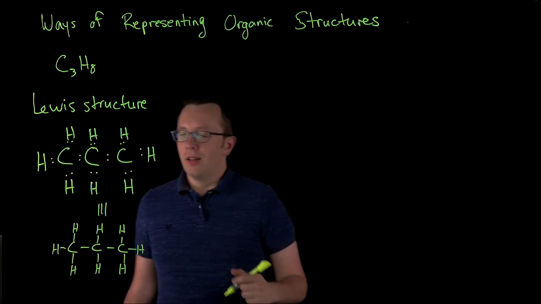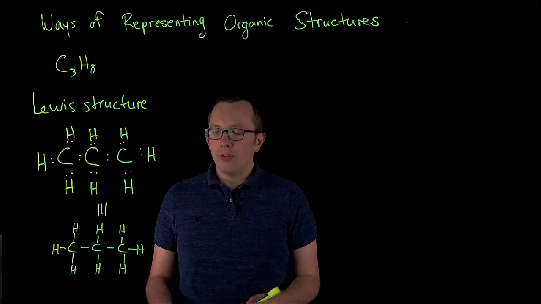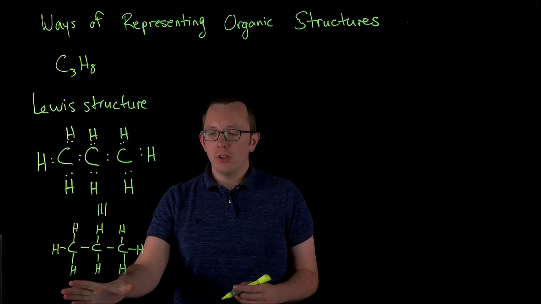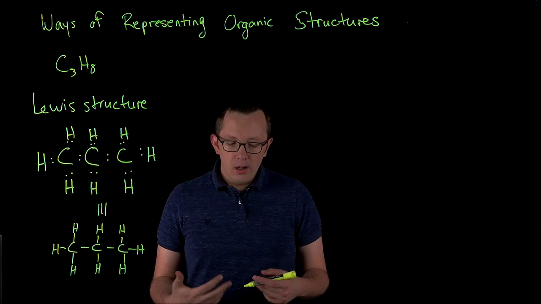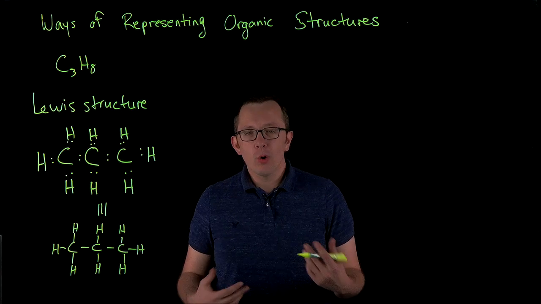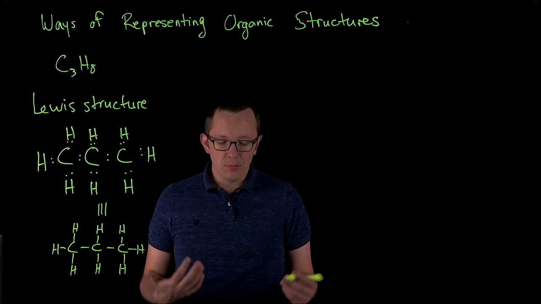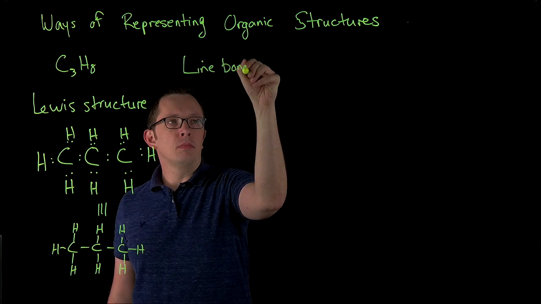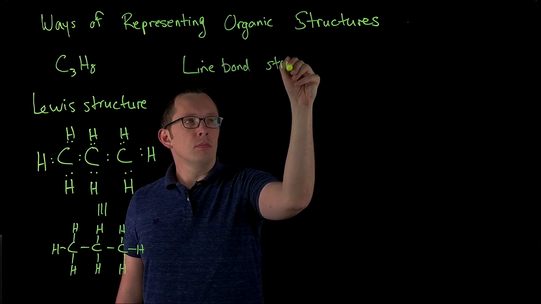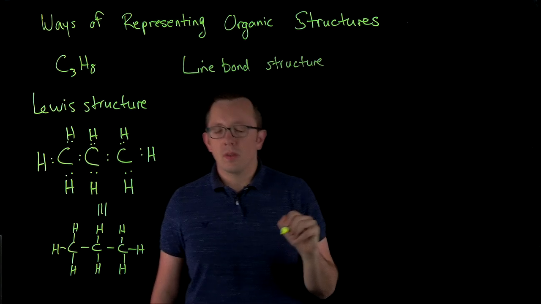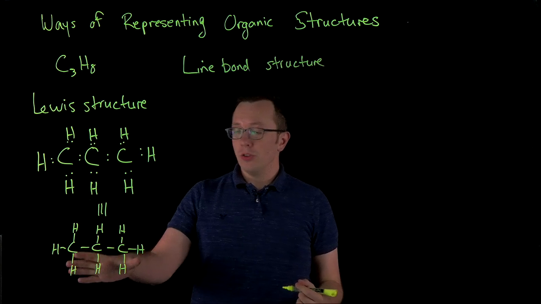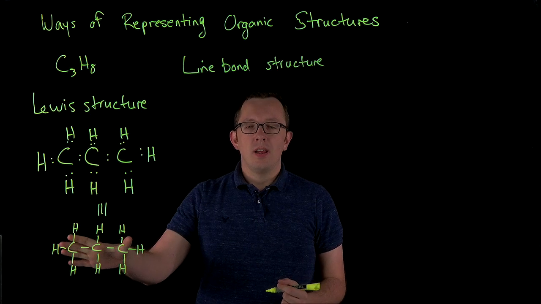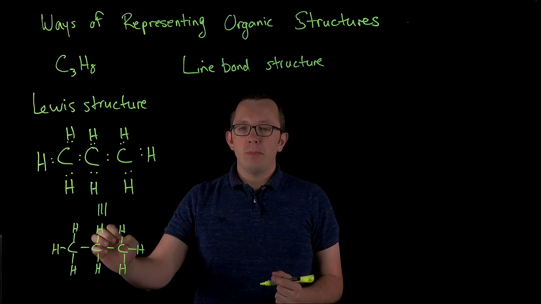And as you can see, drawing out all the carbons and all the hydrogens gets quite tedious, even for a very small molecule. So when we go to larger and larger molecules, we're going to need an easier way of drawing out our organic structures. So now we're going to introduce something called a line bond structure. So here, we're going to simplify our Lewis structure by omitting all the carbons and all the hydrogens. And we're only going to show the carbon-carbon bonds.